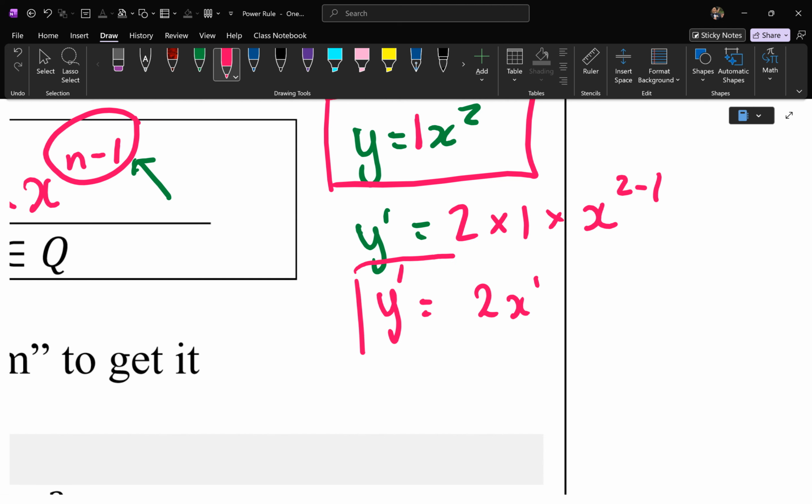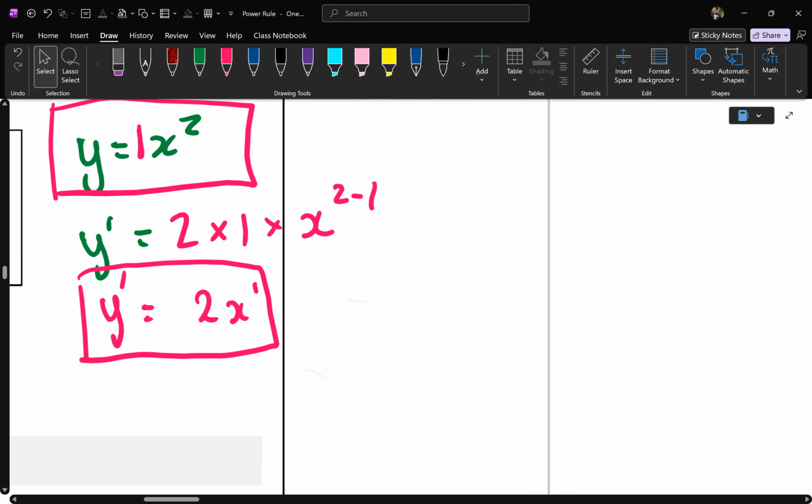What this tells you is you can find the gradient for x squared at any point, as long as you know which x value you want. If x equals 1, sub 1 in, and it tells you what the gradient is. If x equals 2, sub 2 in, and it will tell you what the gradient is. Let's do a practice of our example.